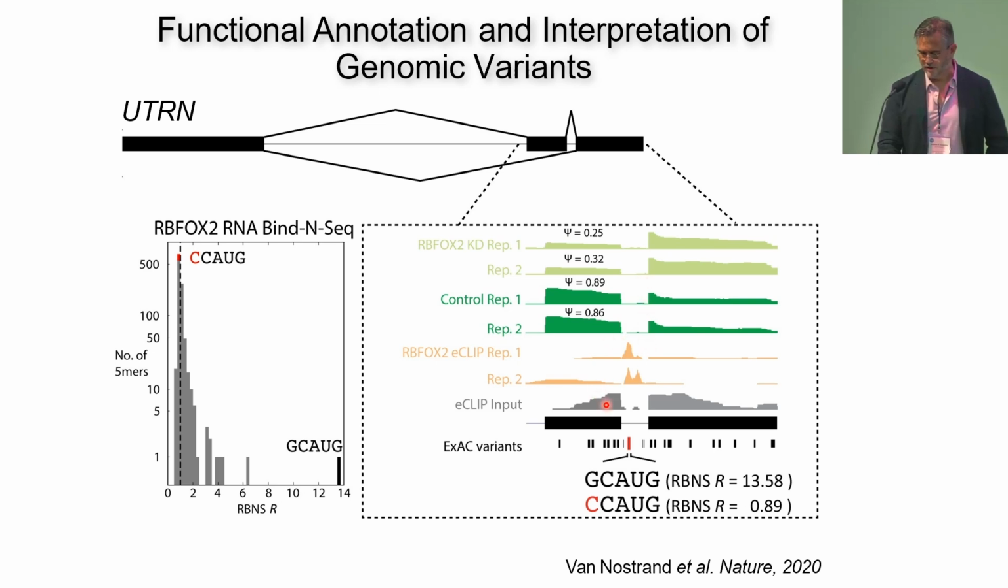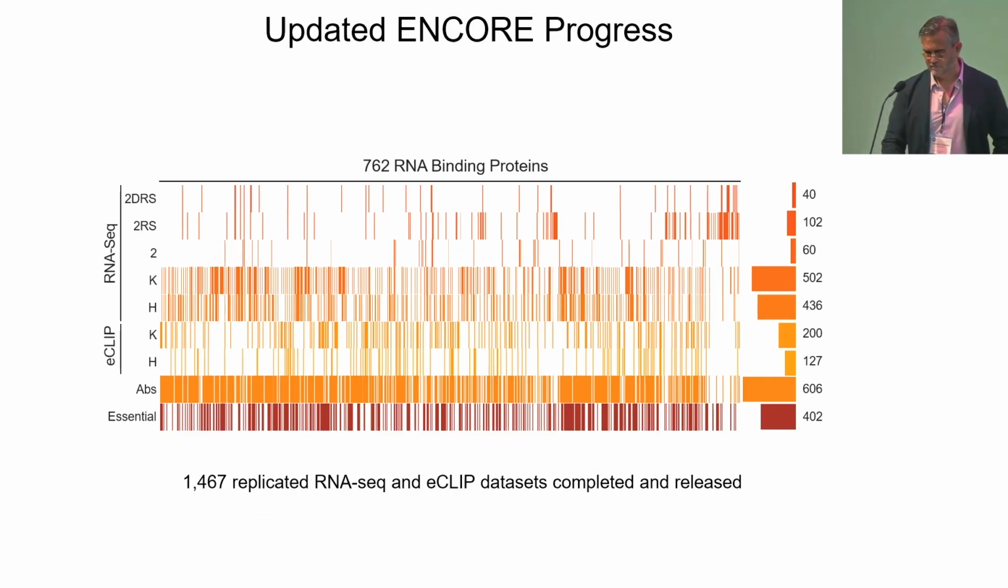So our prediction is that this RBFOX protein binds to this region of the RNA and activates splicing of this particular RNA. So when it's knocked out, you now lose expression of the protein.